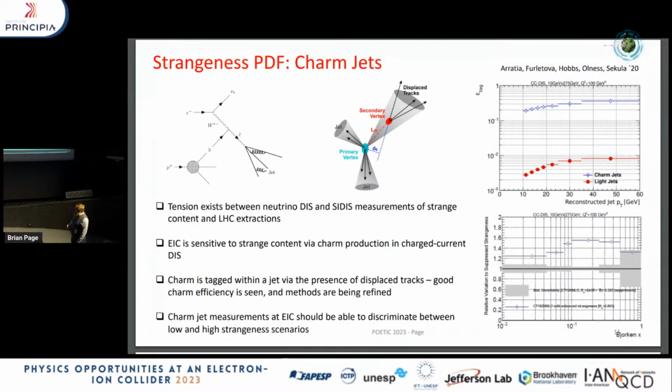This was some work that was done for the yellow report, trying to resolve some discrepancies in what we think the strange content of the proton is. And of course, although it wasn't pursued, I think you could obviously do this for polarized to get at delta S and delta S bar as well. So that's kind of a nifty technique to get at the strangeness, I think.